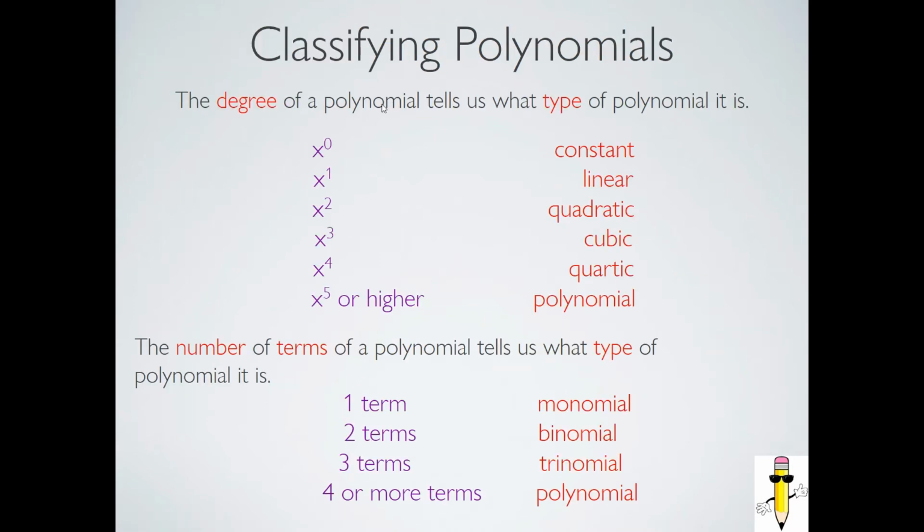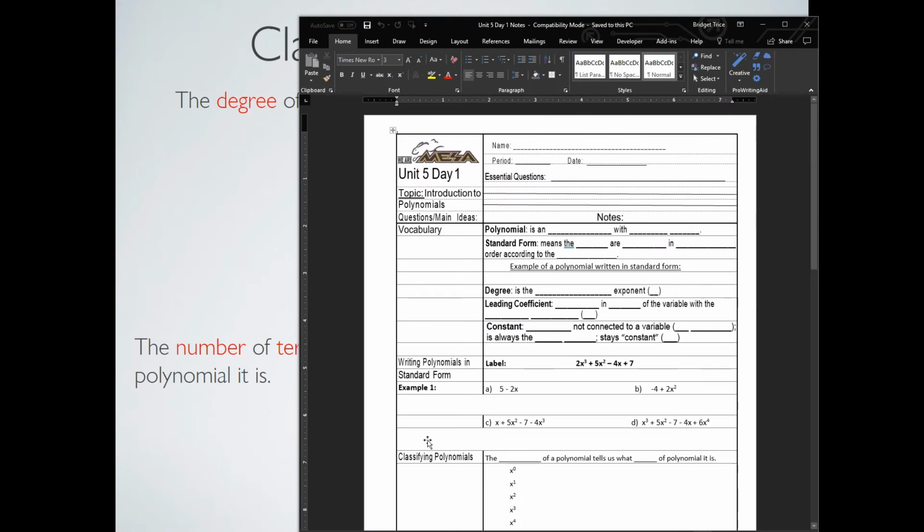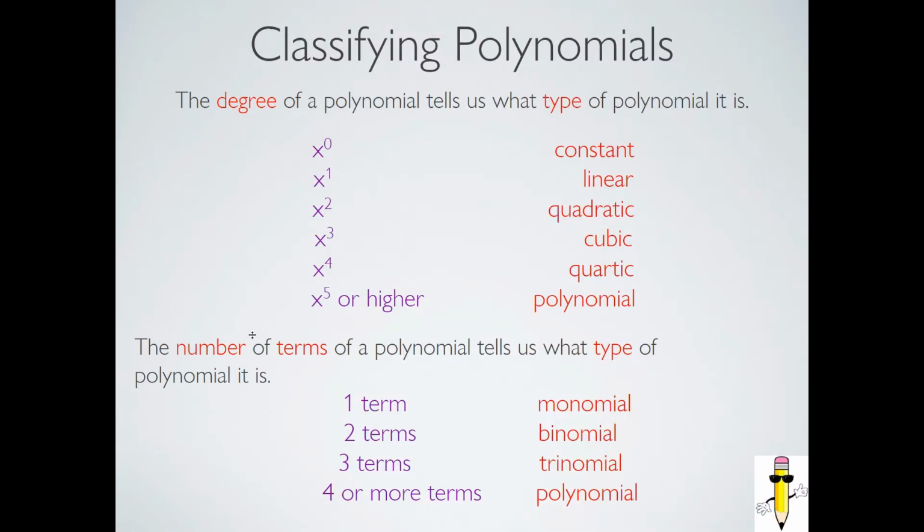Classifying polynomials. On your notes, we're going to be right here on classifying polynomials. Right next to all those x's with the exponents, you're going to write down the red words, which are the terms for them. At the top it says the degree of the polynomial tells us what type of polynomial it is. So again, we have x to the 0, 1, 2, 3, 4, 5, 6, or higher.